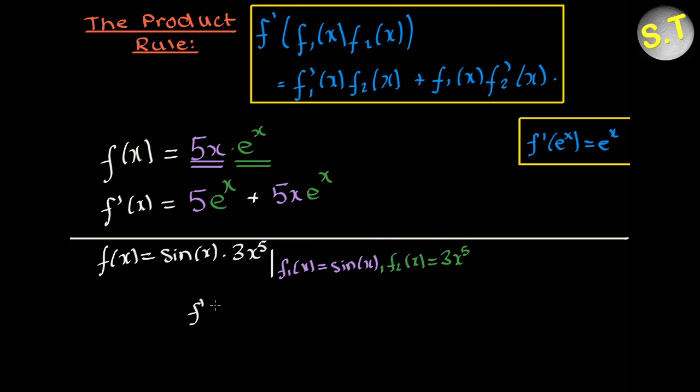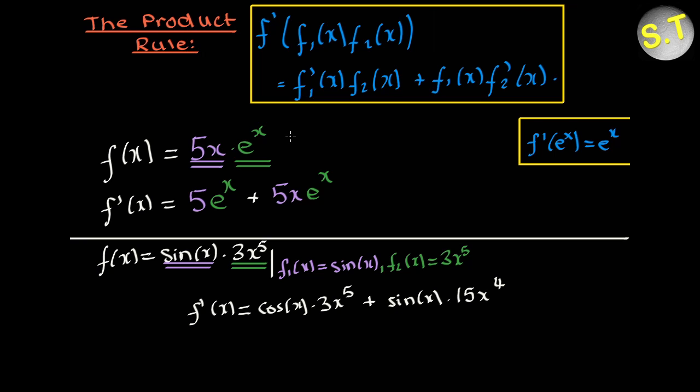So the derivative, f prime of x, of this function, is going to be equal to the derivative of f1 of x, which is the cosine of x, times by the second part left alone, so times by 3x to the fifth power, and then we're going to add on the first part left alone, so sine of x, multiplied by the derivative of the second part. So from the power rule we saw in a previous video, this is going to be 5 times 3 is 15, and then we reduce the power of x by 1, x to the 4.